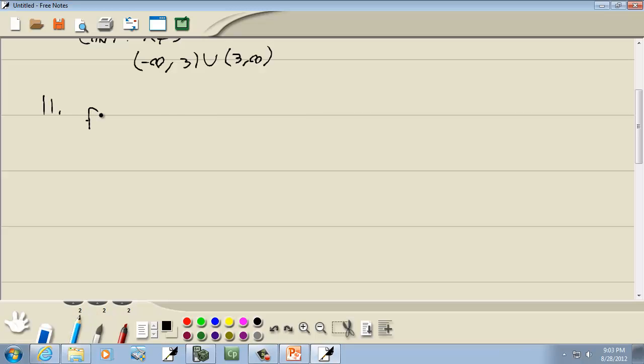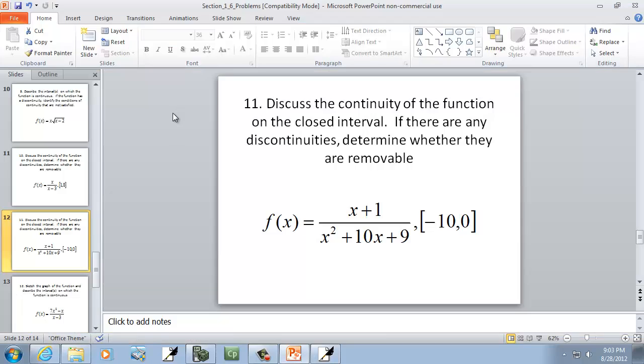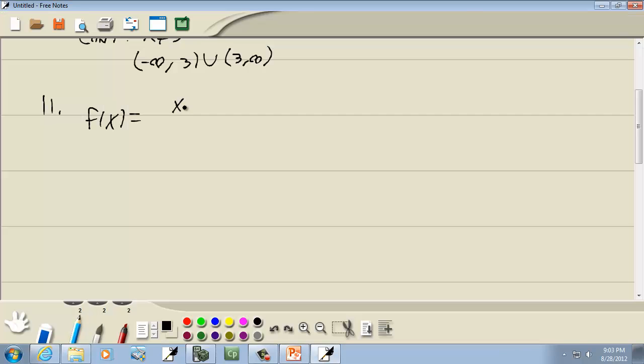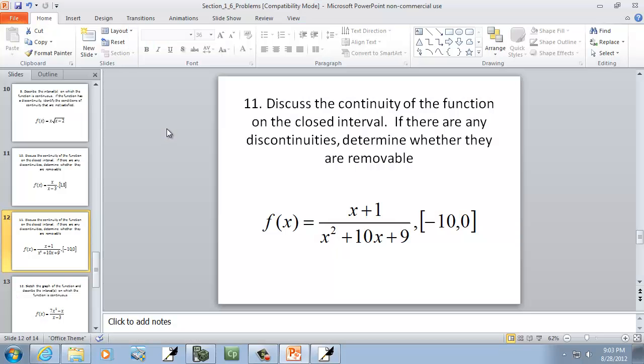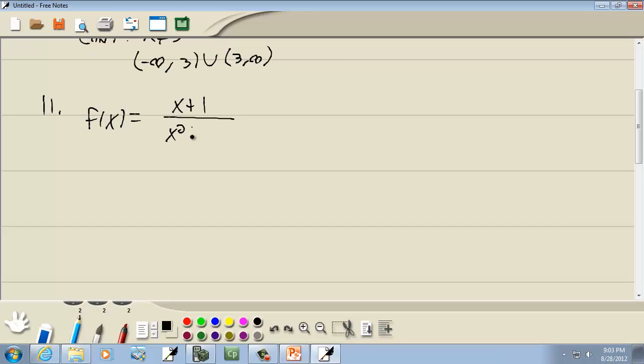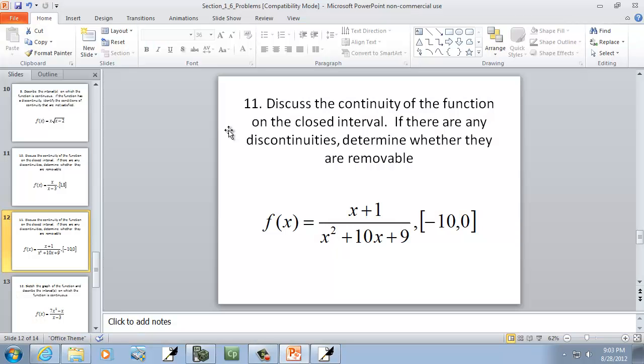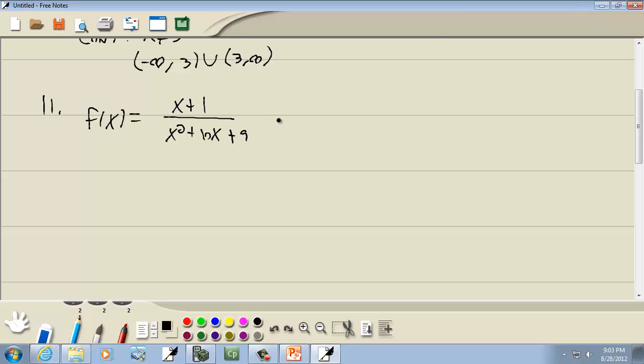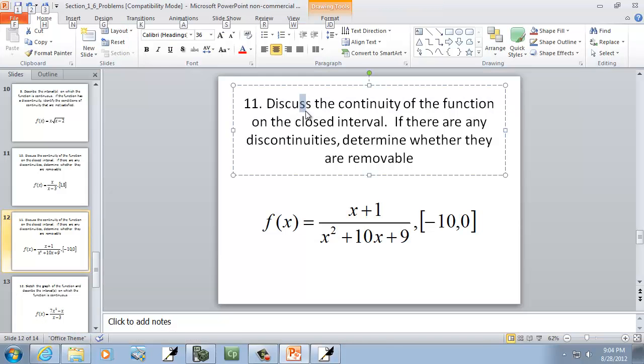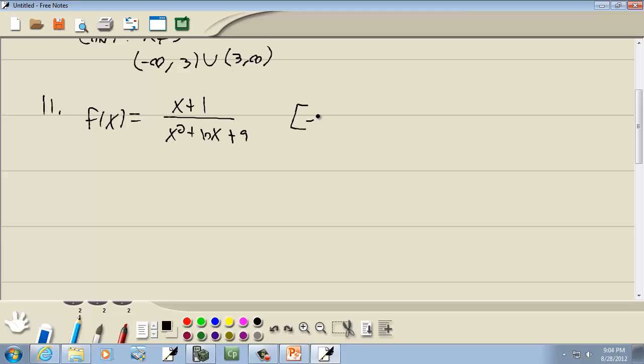We've got f of x is equal to x plus 1 over x squared plus 10x plus 9 in the interval from negative 10 to 0. Okay, first thing, with a fraction, we set our denominator equal to 0 and solve it. So we got x squared plus 10x plus 9 equal to 0.